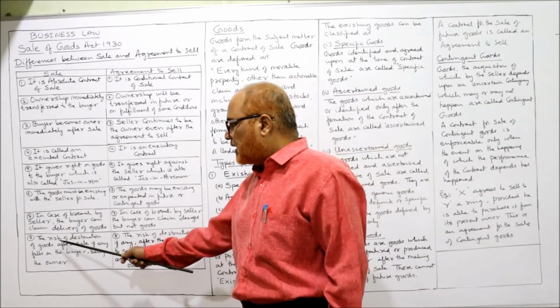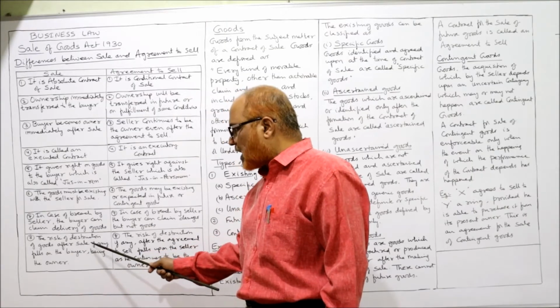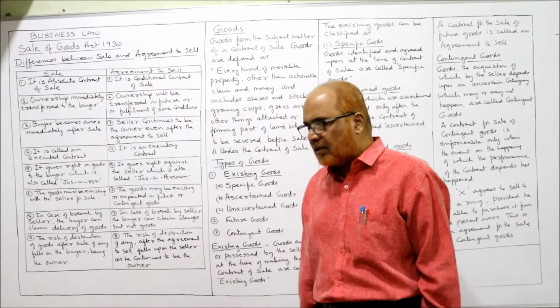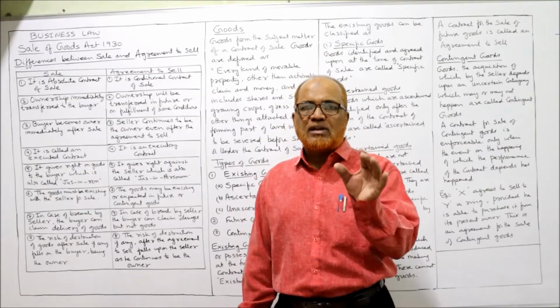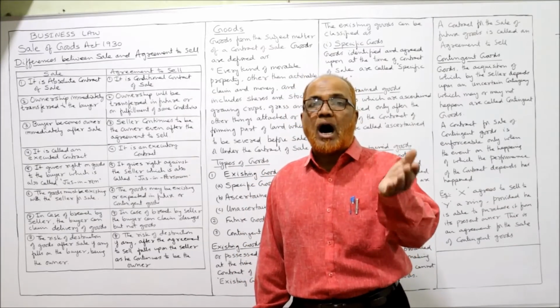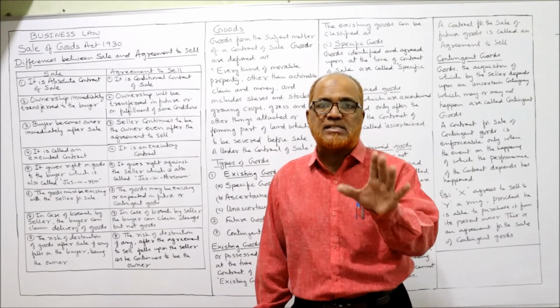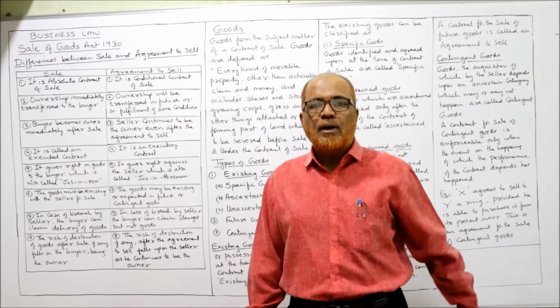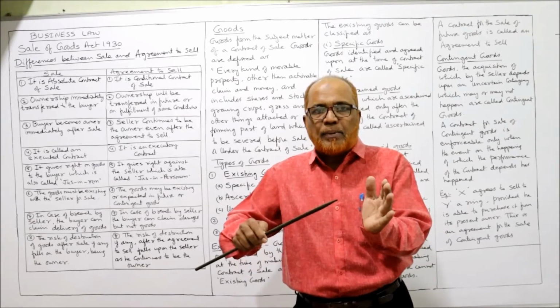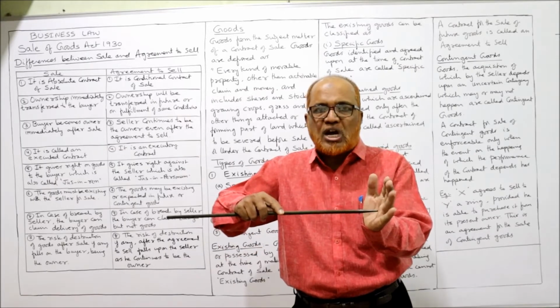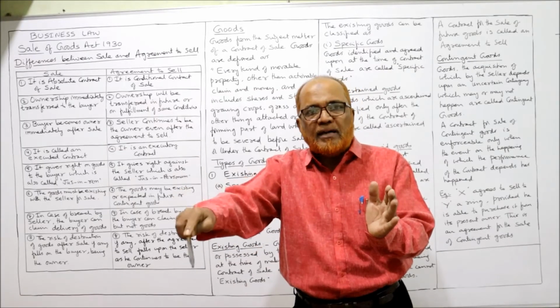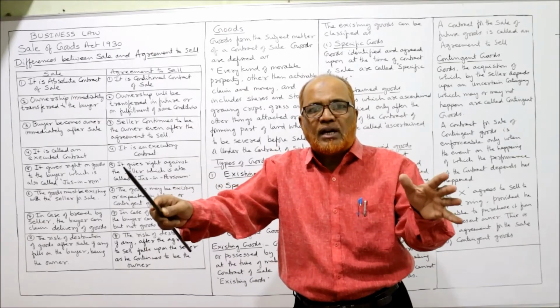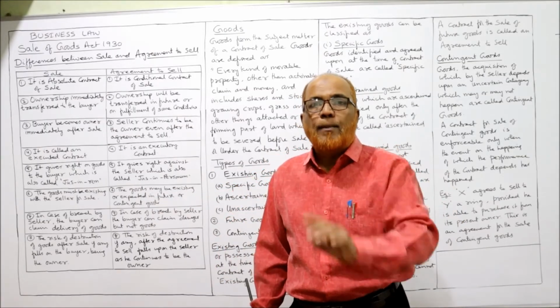The last one is, the risk of destruction of goods after the sale, if any, falls on the buyer, being the owner. Suppose the subject matter goods are destroyed after sale, that means this loss should be borne by the buyer, because as soon as the sale is completed, the ownership in the goods is transferred from seller to buyer. Now the buyer is the owner, so if the goods are destroyed, it should be the loss of the buyer, not of the seller.